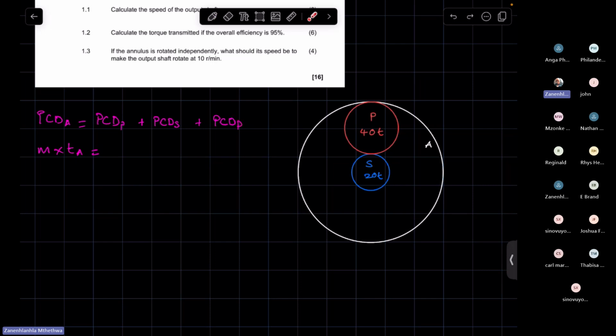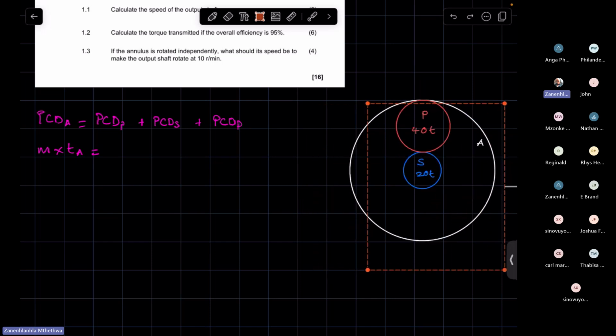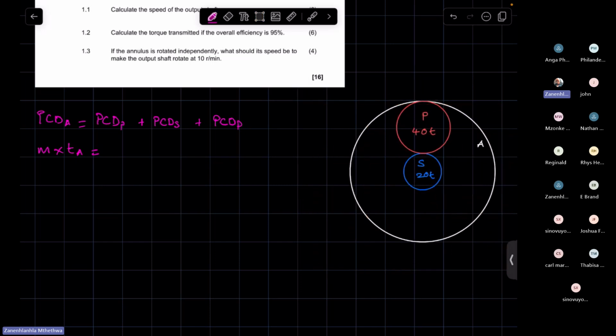So essentially, you can rewrite this as being equal to 2 times the PCD of the pinion plus the PCD of the sun gear. Agreed? Now expressing this in terms of module and number of teeth, this becomes 2 times the module times the number of teeth of the pinion plus the module times the number of teeth of the sun gear.